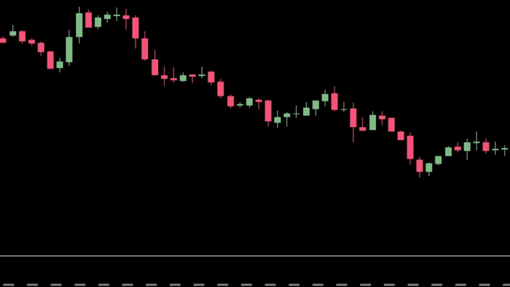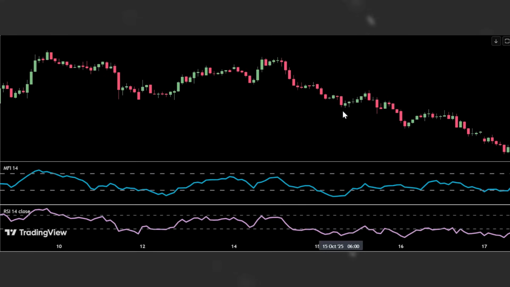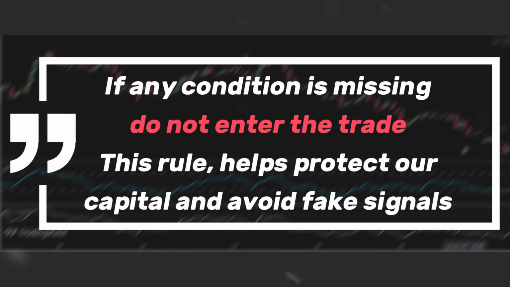Third, wait for a strong red candle to appear. The candle should have a strong large body and small lower shadow, showing that sellers are really in control. Only when all 3 conditions are met, we enter the sell trade. Remember, if any condition is missing, don't enter the trade. This rule helps protect our capital and avoid fake signals.